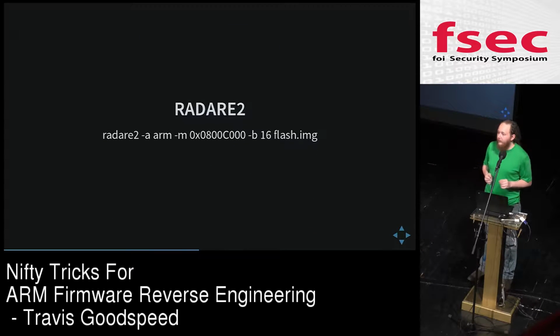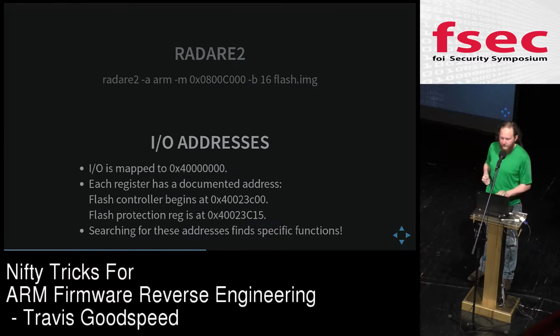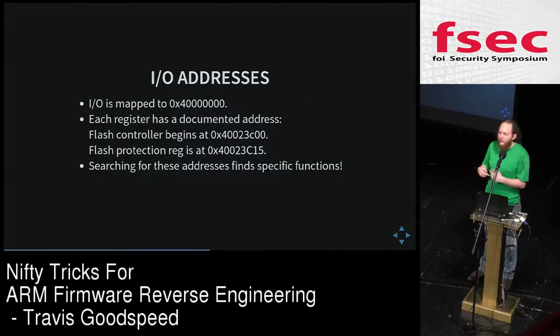In Radare 2, which is a free competitor to IDA Pro, you can load it with this command line, just telling it that it's ARM, that it begins at a particular address, that it's 16-bit mode, and that this is the image. And then you begin to reverse engineer what the individual functions do.